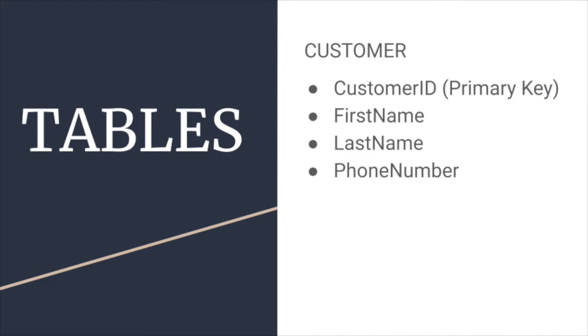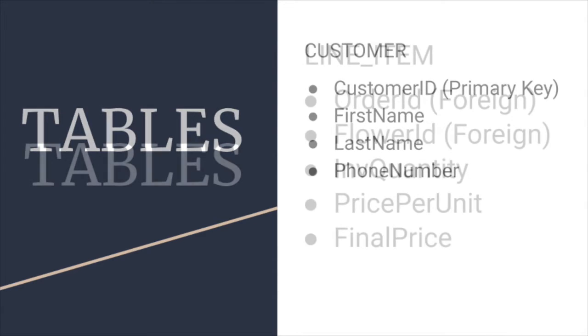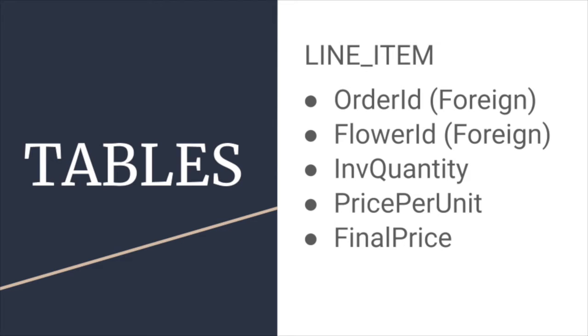We were able to identify 4 tables for our database system. The tables are the customer table, where customer ID is the primary key, and first name, last name, and phone number are other attributes of the customer table. Another table is a line item table: order ID, flower ID, inventory quantity, price per unit, final price.